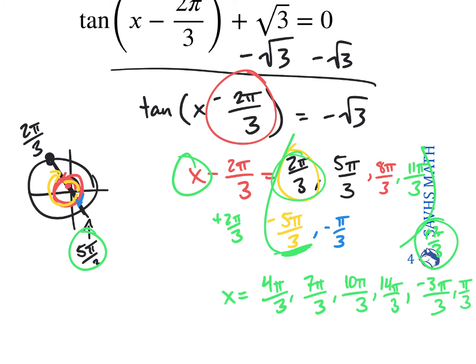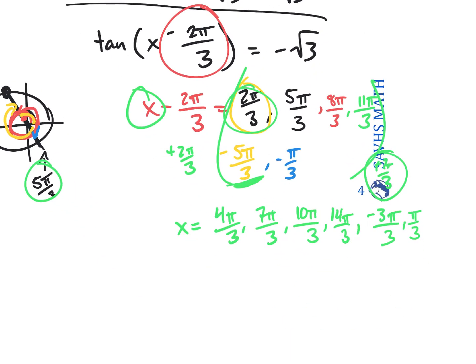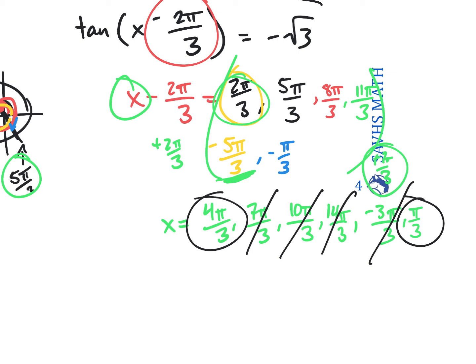Okay, so which ones of these are within our range of 0 to 2 pi? Well, only this one and this one. This is bigger than 2 pi, this is bigger than 2 pi, this is bigger than 2 pi. This is smaller than 0. So the only answers that we have here are x equals 4 pi over 3 and pi over 3.